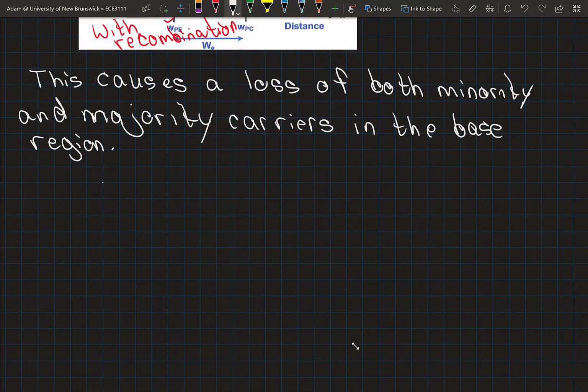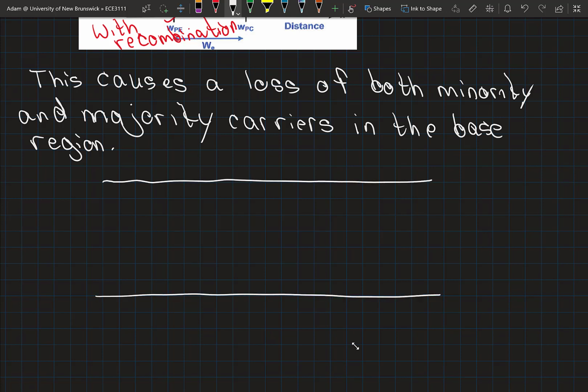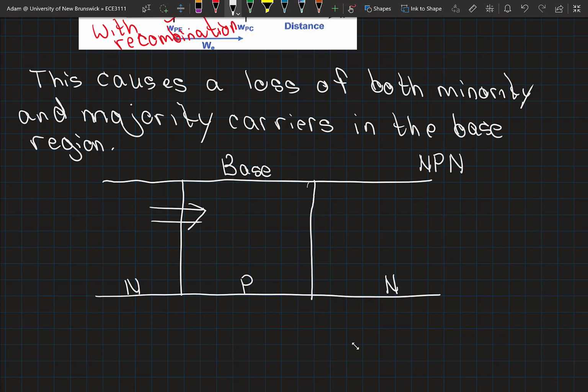So if we try to represent this recombination and this loss of minority and majority carriers graphically here, if this is my base region in the middle, and we assume that this is an NPN transistor, so this is n-type, my base is p-type, the collector is n-type, and with this diffusion of injected minority carriers, if one of these electrons ends up recombining with a hole, here we have this loss that I've talked about above, loss of both minority and majority carriers.